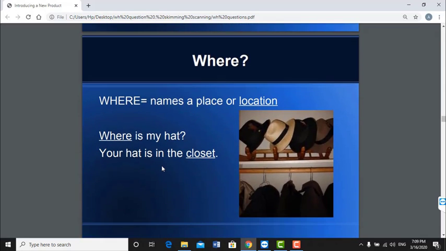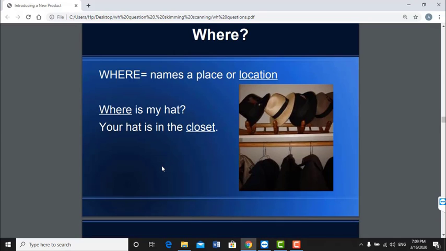Where names an object or a location as well, as I've just mentioned. Where is my hat? Your hat is in the closet.